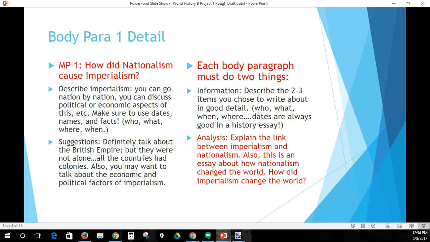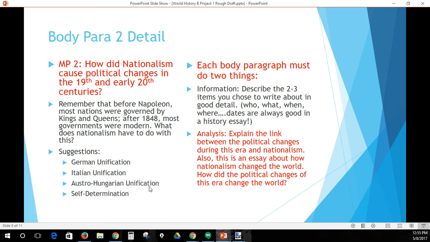Now, let's again go back to this whole paragraph. A good paragraph is about 6 or 8 sentences. If you only have 2 sentences of analysis, you want to have 4 to 5 sentences of information. If you only have 2 or 3 sentences of information, you want to add lots of analysis. Remember, 2 things. Each body paragraph has to have information and analysis. In this body paragraph, your information describes imperialism. Your analysis is linking it to nationalism. Let's move to the next body paragraph. How did nationalism cause political changes?